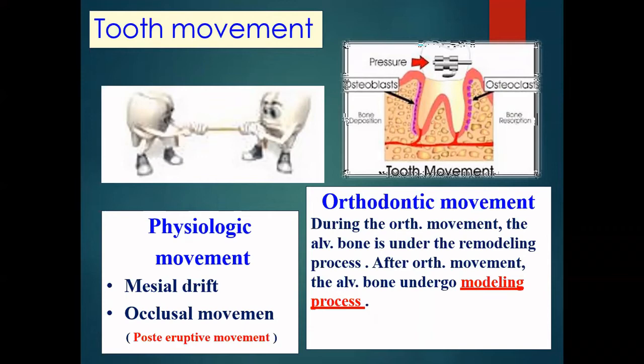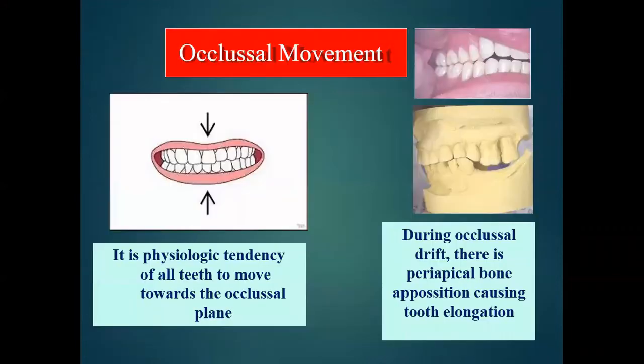We can see a normal physiological movement of the tooth. We can see a mesial drift and the occlusal movement. And during orthodontic movement, the alveolar bone is under the remodeling process. So these are the physiological movements. We have occlusal movement and the mesial drift.